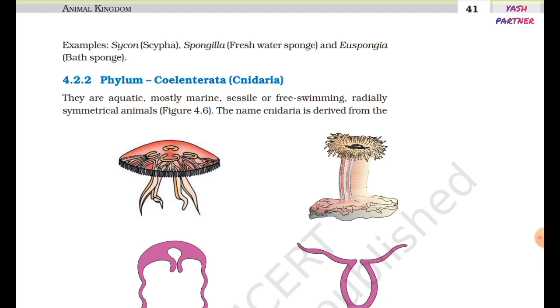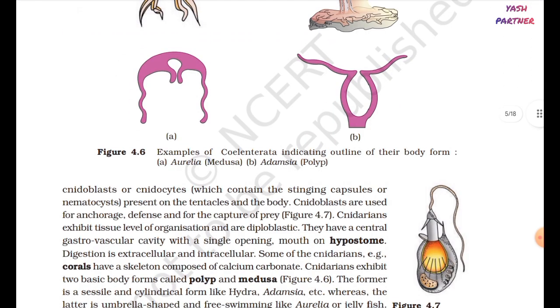4.2.2 Phylum Coelenterata, Cnidaria. They are aquatic, mostly marine, sessile or free swimming, radially symmetrical animals. Figure 4.6. The name Cnidaria is derived from the cnidoblasts or cnidocytes, which contain the stinging capsules or nematocytes present on the tentacles and the body. Cnidoblasts are used for anchorage, defense, and for the capture of prey.